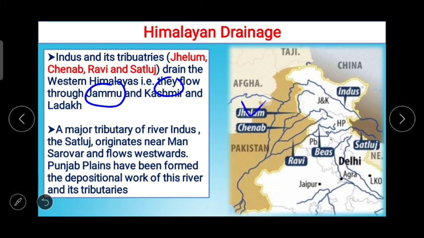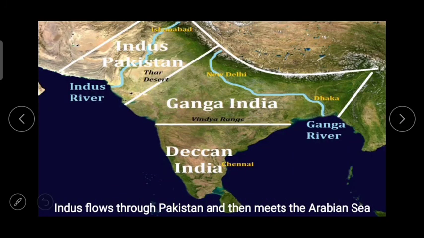Now, here you can see Jhelum, Chenab, Ravi, Indus that is Sindhu, and Satluj. A major tributary of river Indus, the Satluj originates near Mansarovar and flows westwards. Punjab plains have been formed by the depositional work of this river and its tributaries. All these things are here to understand with the help of the map.